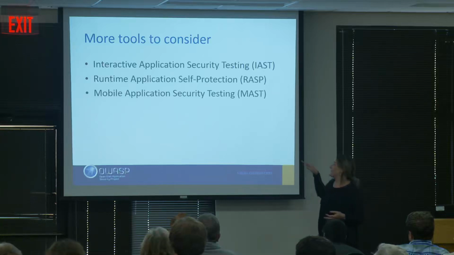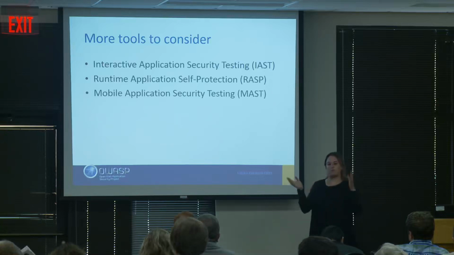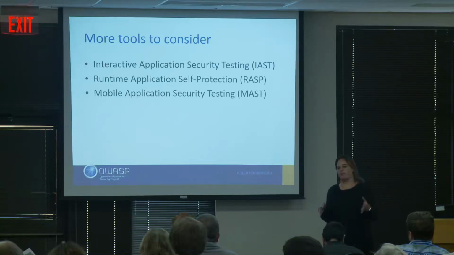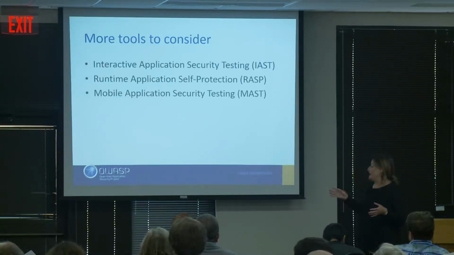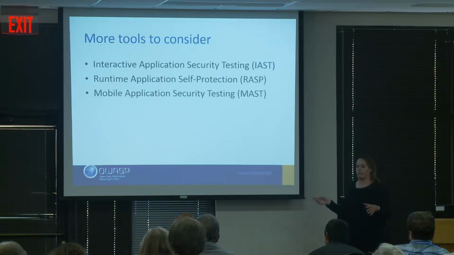Runtime application self-protection, or RASP, is a tool that will run side by side with your application and check for any malicious user activities or any network issues that you can have, and it will report it to you.